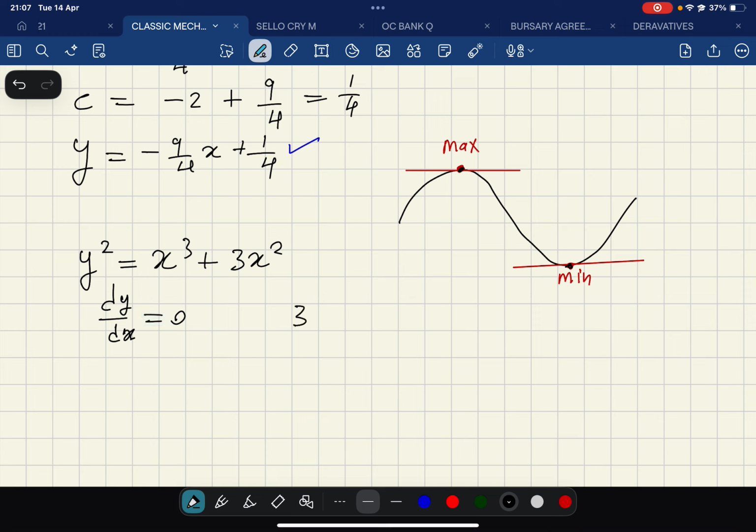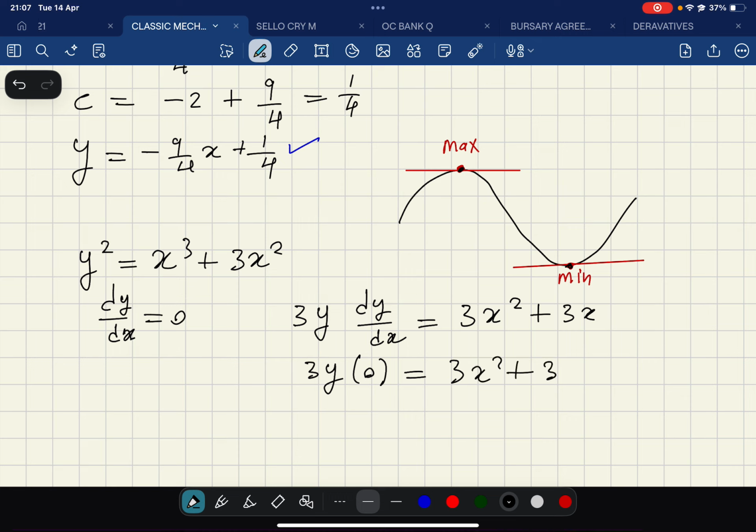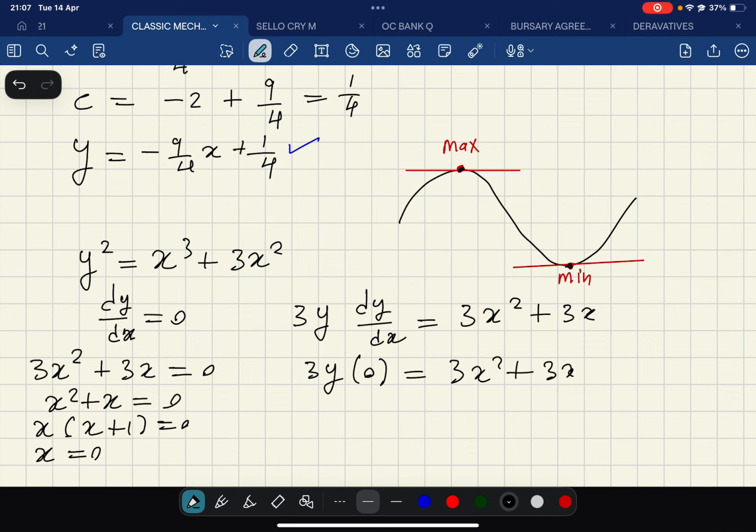After I derive it, I have 2y dy over dx equal to 3x squared plus 6x. Then I know my gradient is equal to 0, which means I will substitute my 0 here. So 3x squared plus 6x is equal to 0, and when I remove the common factor of 3, I remain with x squared plus 2x equal to 0. Then I remove the common factor of x. I have x times (x plus 2) equal to 0, meaning x equals 0 or x equals negative 2.